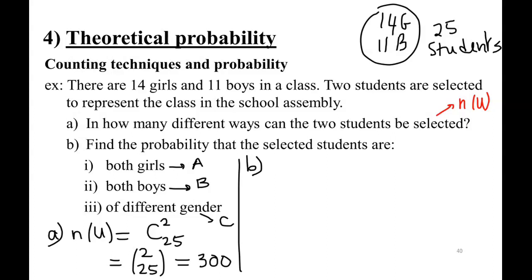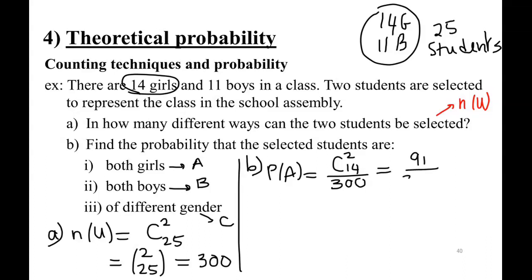if the 2 students chosen are girls, then in that case the 2 students chosen are chosen from the 14 girls in the class. Of course, we're still working with no order here. So basically the probability of event A is the combination of 2 out of 14 divided by the 300 possible outcomes, which is 91 out of 300. So the probability of choosing a group of 2 girls is 91 out of 300.